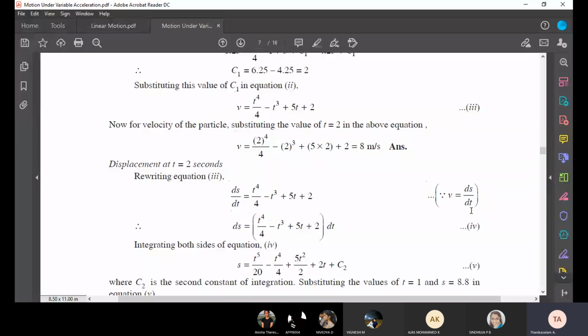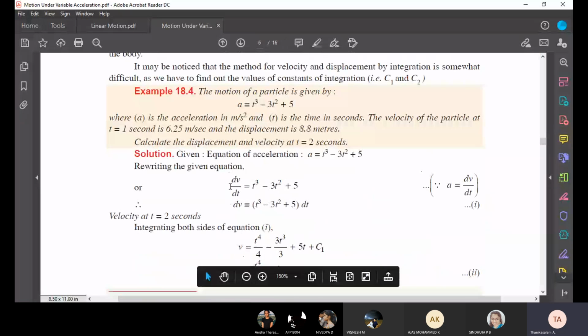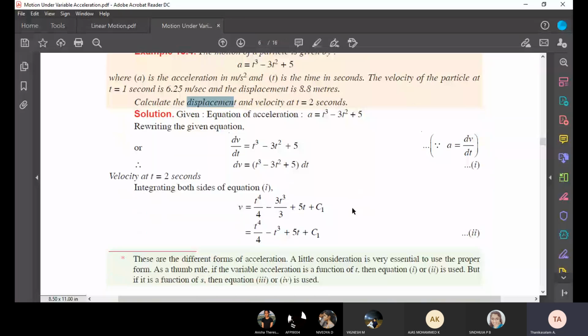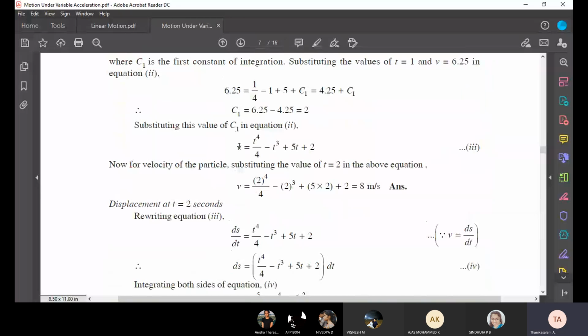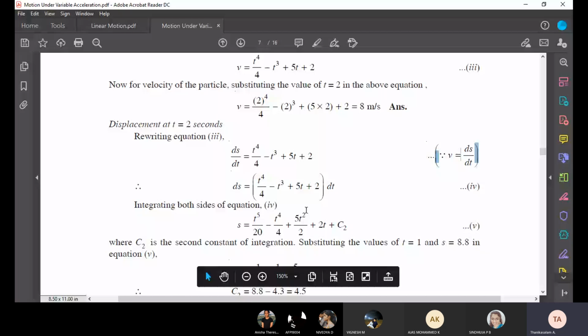Now what is the other aim? The first aim was velocity; the next is displacement at t equal to 2 seconds. Students, understand again: we already found v equal to this equation. What is v? ds by dt. So I am replacing v with ds by dt, which equals t power 4 divided by 4 minus t cube plus 5t plus 2. Cross multiplying, ds equals (t power 4 divided by 4 minus t cube plus 5t plus 2) dt.